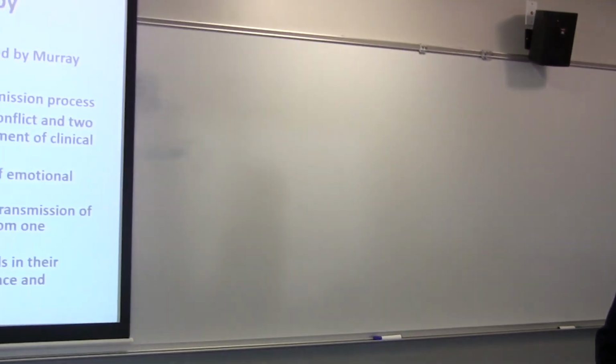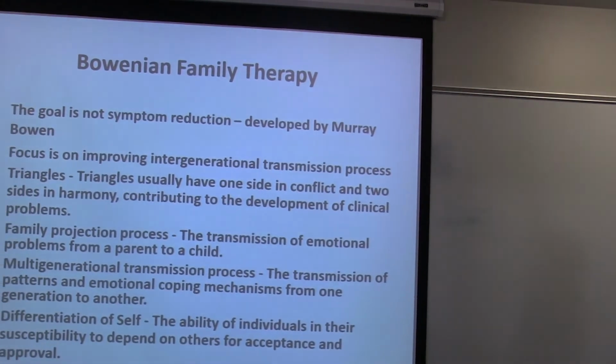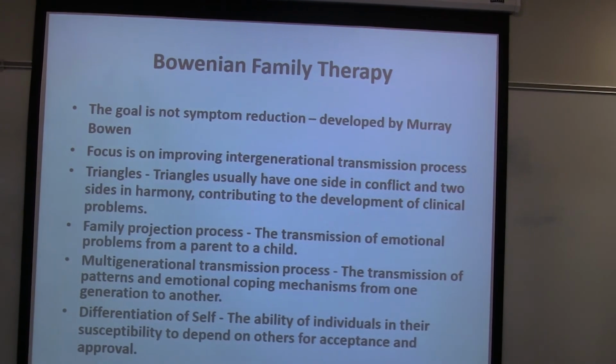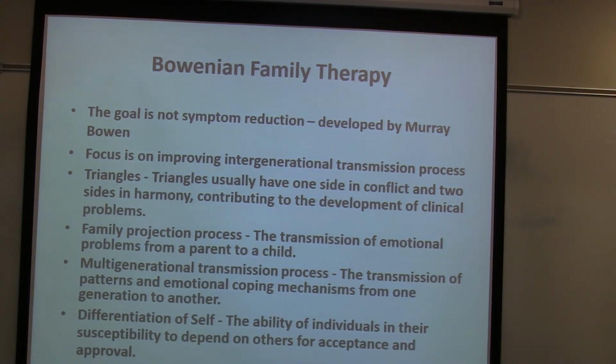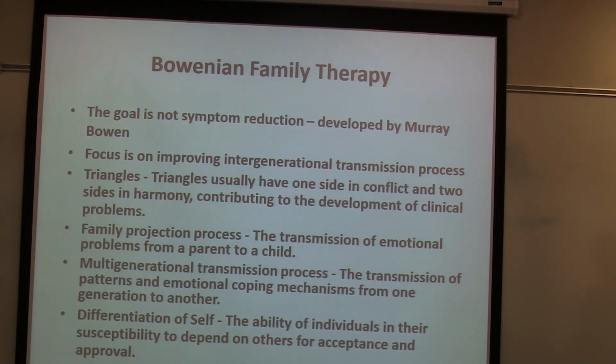Then we have Murray Bowen, who developed Bowenian family therapy. And the goal of this type of family therapy is not symptom reduction. The focus is really on improving intergenerational transmission process, multi-generational. So think about this. I mentioned genograms, and in family therapy, especially Bowenian family therapy, it can be very helpful to use a genogram to look at, try to go back 3 generations when possible, to try to look at what are some of the stressors, the methods of coping or patterns of coping with stress that have come down through the generations. And so that's the focus of looking at that.